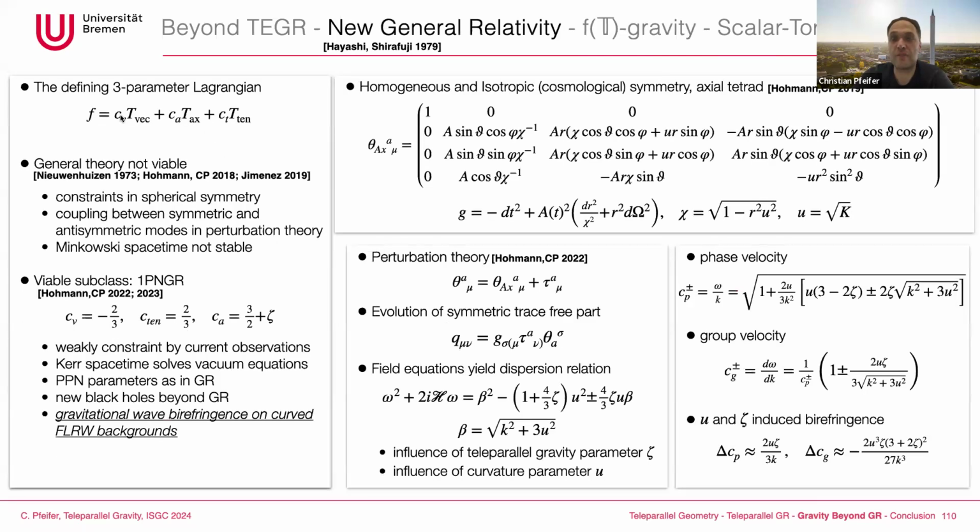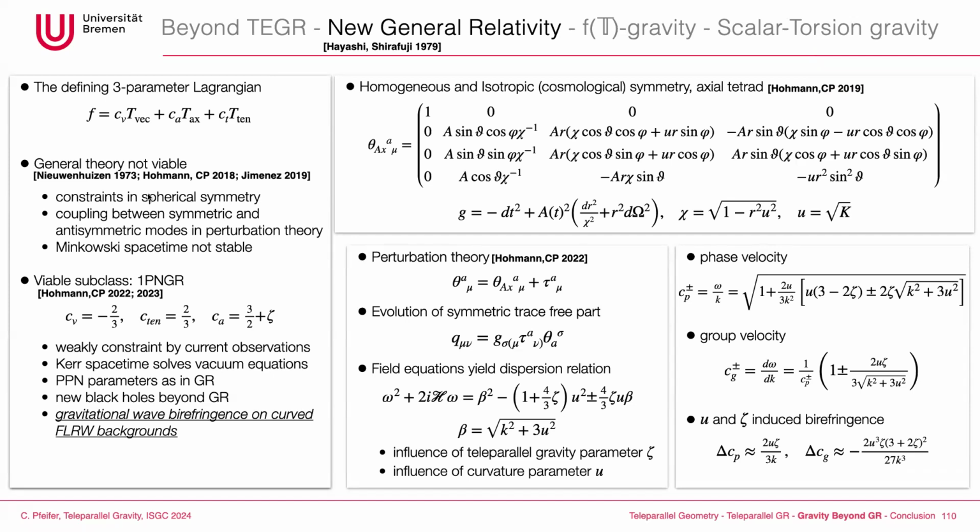Here, there's this one. But if you are not choosing this combination of the parameters, where only one free parameter is left, then you get all of these problems: the perturbation theory couples antisymmetric and symmetric modes, and you get strong constraints just from solar system constraints. Yeah, when you do some PPN analysis here.